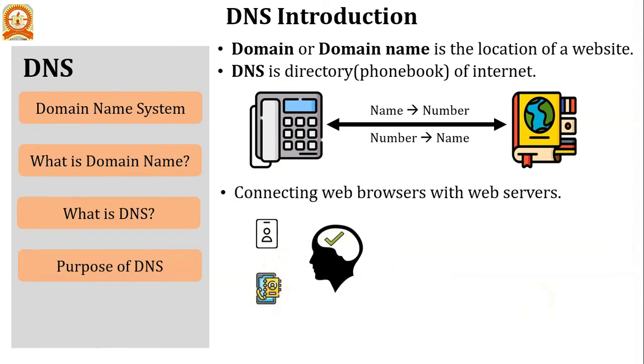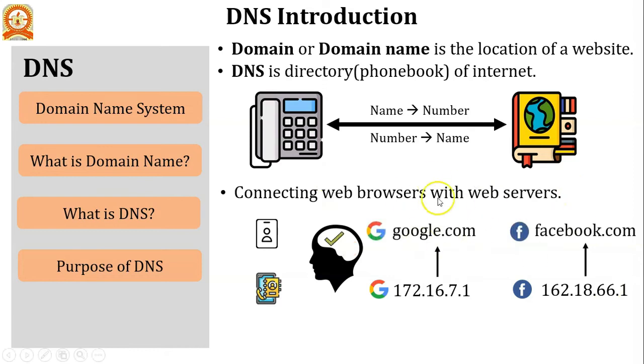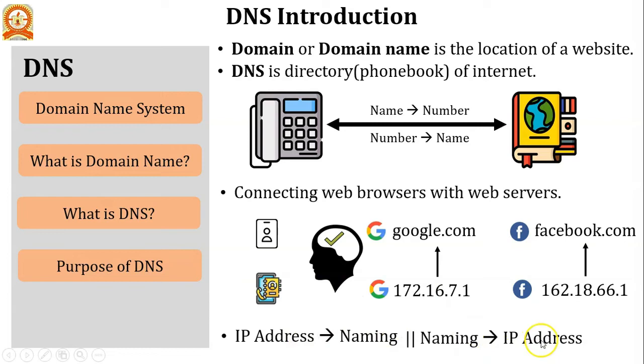In the same way, if someone asks you to open Google and Facebook using the IP address, our brain can remember only a limited number of IP addresses. So we access all websites using the website name instead of the IP address, because the human brain can remember the maximum number of website names instead of IP addresses. So the purpose of DNS is mapping IP address to name and name to IP address. It is the same as a telephone directory.